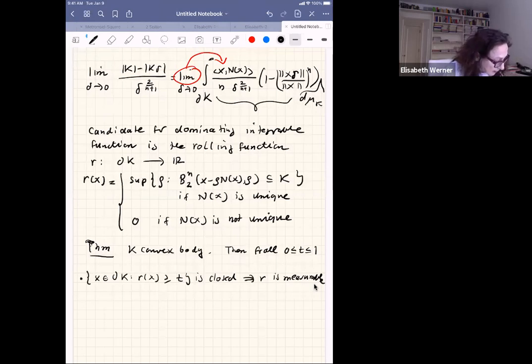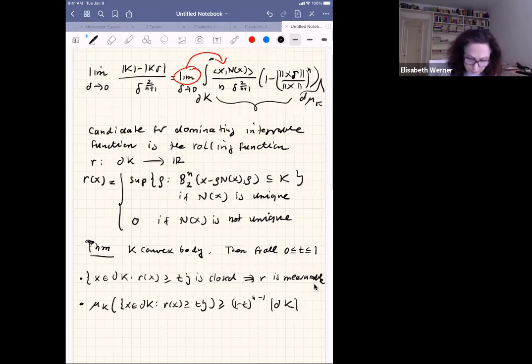And then the next thing is the inequality, which is the most important part of this theorem. The measure of the set of all those x in the boundary of K, such that r of x is bigger or equal than t, is bigger or equal than (1 minus t) to the n minus 1 times, instead of writing mu K of the boundary of K, let me just write the n minus 1 dimensional volume of the boundary of K.